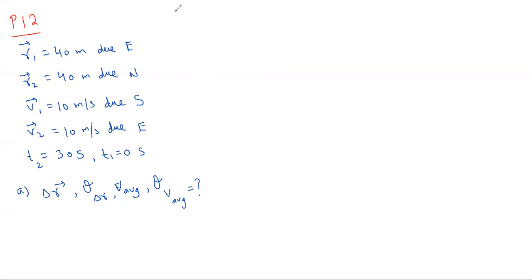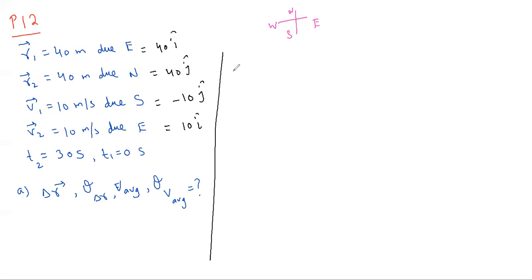First we have to translate what these things are. Before translating this we need a coordinate system, and the coordinate system should be like this. According to our convention, this is east, west, north, south. Now we can easily translate this into unit vectors. So this is just 40 i hat, this is 40 j hat, this is minus 10 j hat, this is 10 i hat. Now you can easily calculate all of the stuff.